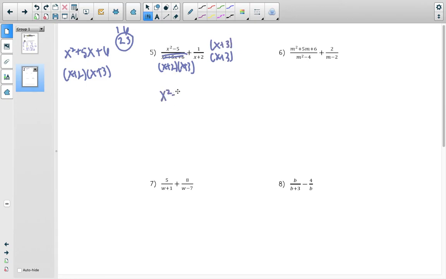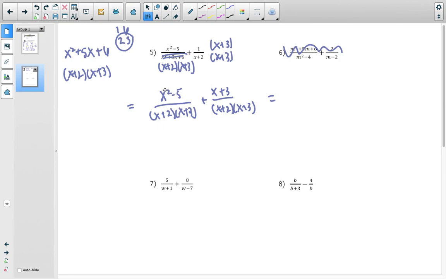So you have x squared minus 5 over that x plus 2 and x plus 3, plus 1 times all this. This is just what you're multiplying by, so you don't really need to distribute. And now you have the same denominator. And because you have the same denominator, you can go ahead and simplify. And we're not doing this problem, so I'm just going to keep going over here.